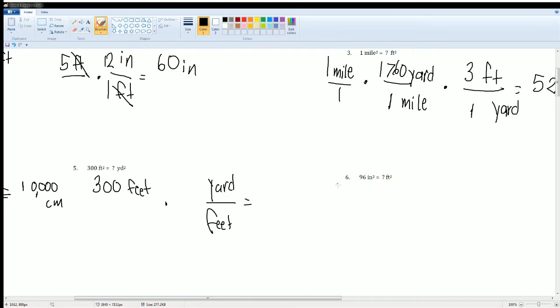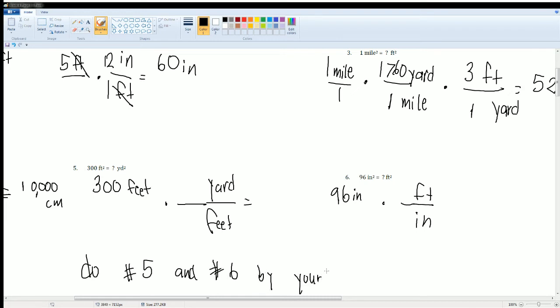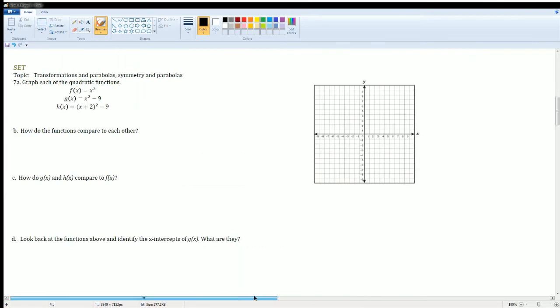Same thing here. 96 inches times feet is what you want. Inches is what you have. Okay, make sure you do that conversion. All right, you just need to plug in the numbers here. But you are going to do numbers 5 and number 6 by yourself. If you need help, you are going to look at 1, 2, 3 for some assistance. Let's look at the next one.